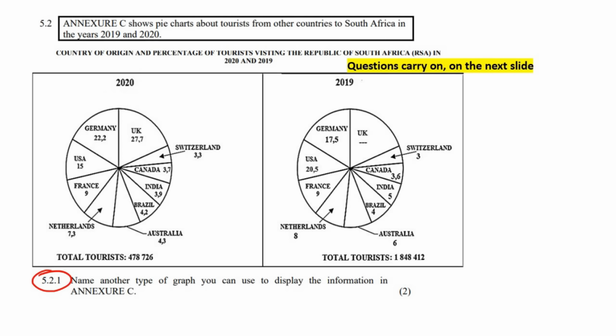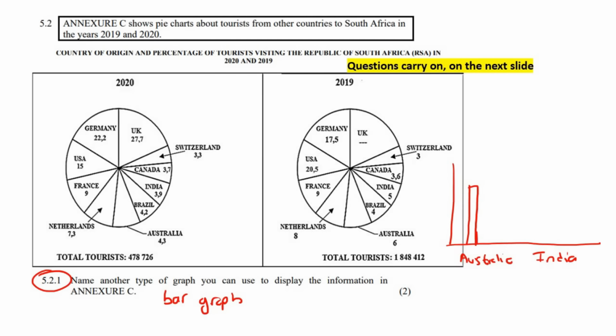The year 2020. So, the first question says, name another type of graph that you could use to display the information. So you could use a bar graph, for example. And how would that look, just out of interest? You could have, for example, Australia over here, and then India. And then you would have 2 bars, one for 2020 and one for 2019. And for India, you would do the same, one for 2019, one for 2020. Because we're using 2 bars next to each other, we also call that a compound.